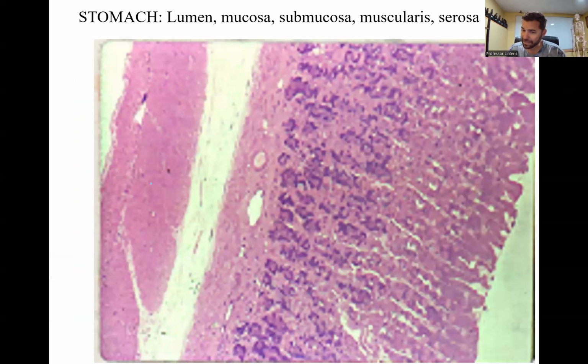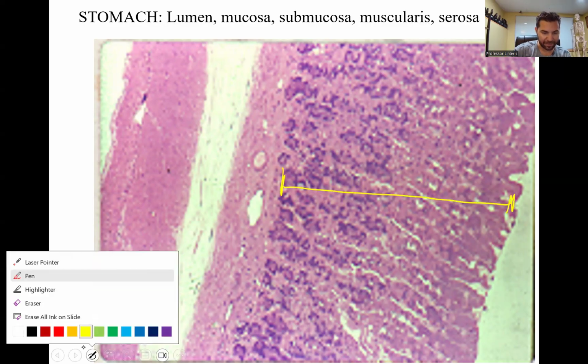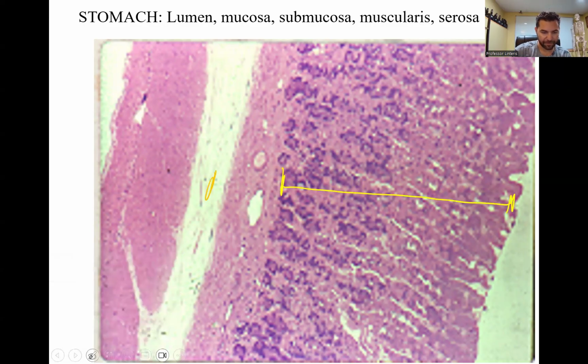On here, we can see the stomach. We have a much larger mucosa, right? We can see the submucosa, and we can see the muscularis. Obviously, over there would be the serosa. Stomach, thick layer of mucus, super important, prevents that acid from burning the stomach itself, as well as some other functions.